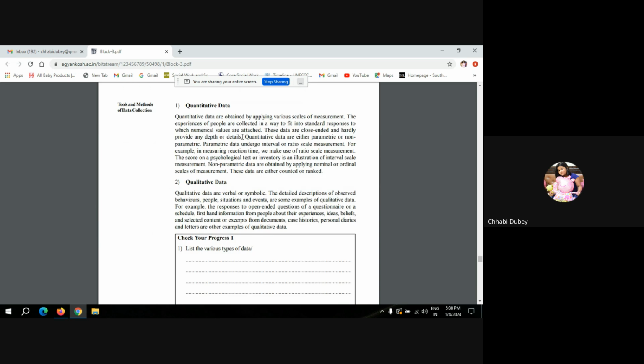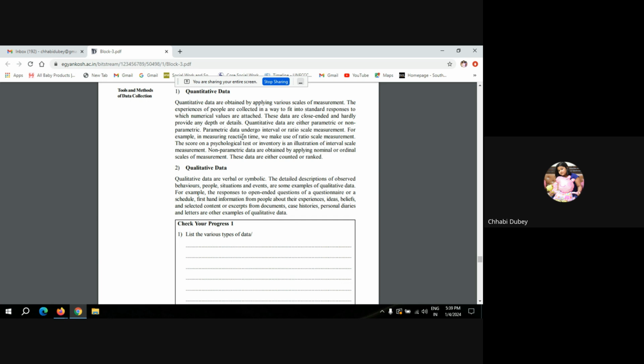Qualitative data, on the other hand, is verbal or symbolic data, which generally comes from observing the behavior of people, situations, or even certain events. These could be in the form of responses to open-ended questions or an interview schedule. It could be first-hand information from people about their experiences, ideas, or beliefs, or selected content or excerpts from other documents, such as case histories, personal diaries, or letters. These are all examples of qualitative data.